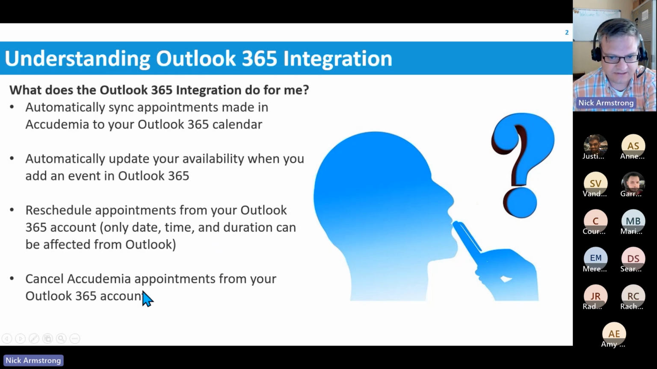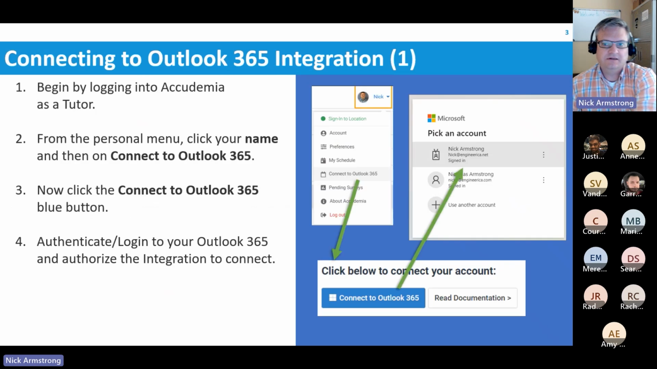And then the last option is to be able to cancel directly from Outlook. So that'll just speed up and save some time. You don't have to find the email it came from to cancel, or log back into Accudemia. You could just do it straight from your calendar that you're looking at. So next we're getting into the connecting part. And I'll go ahead and pause there for a second because I want to jump over to Accudemia to show some of the things that I was talking about.